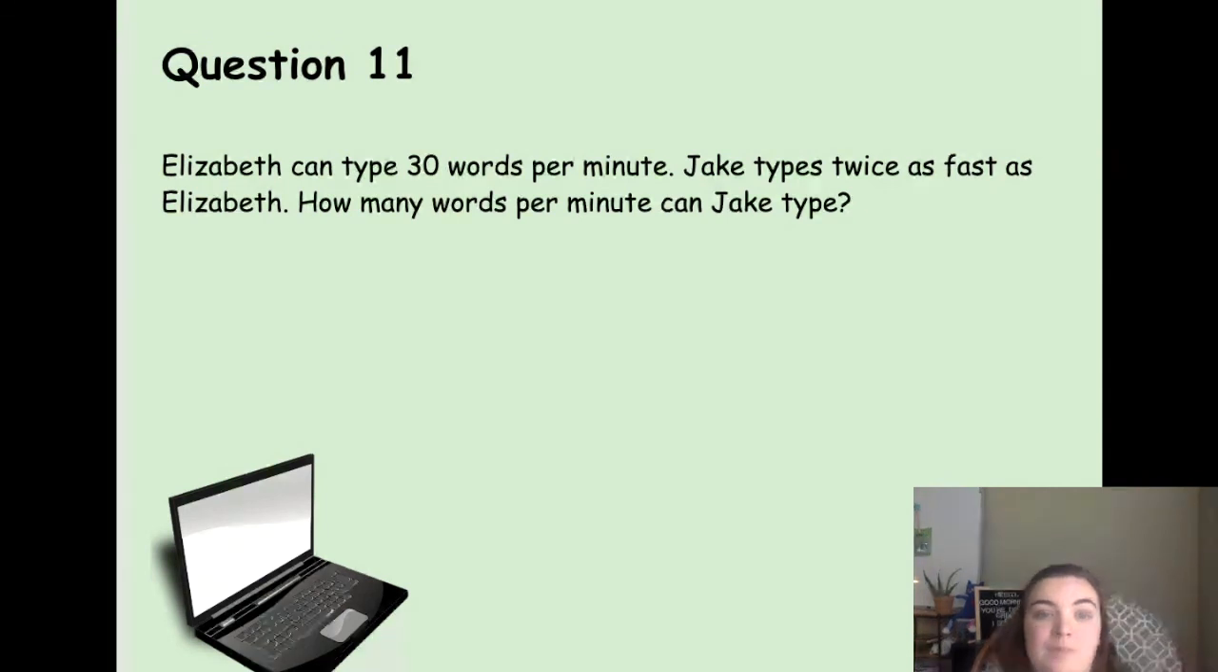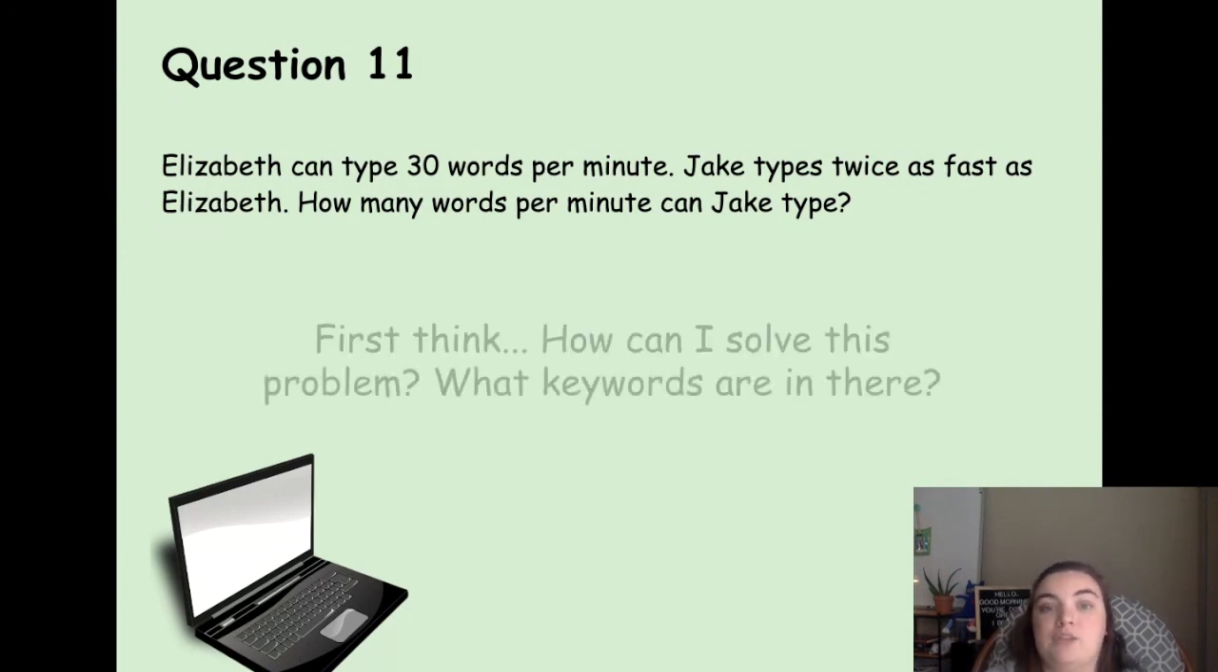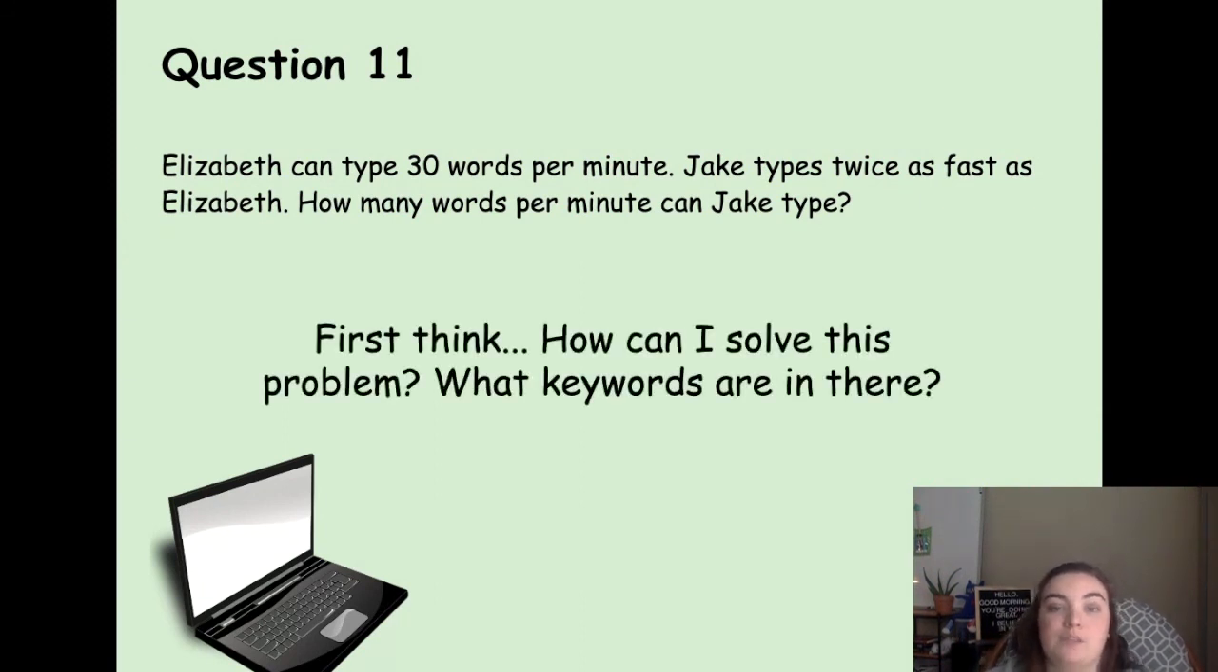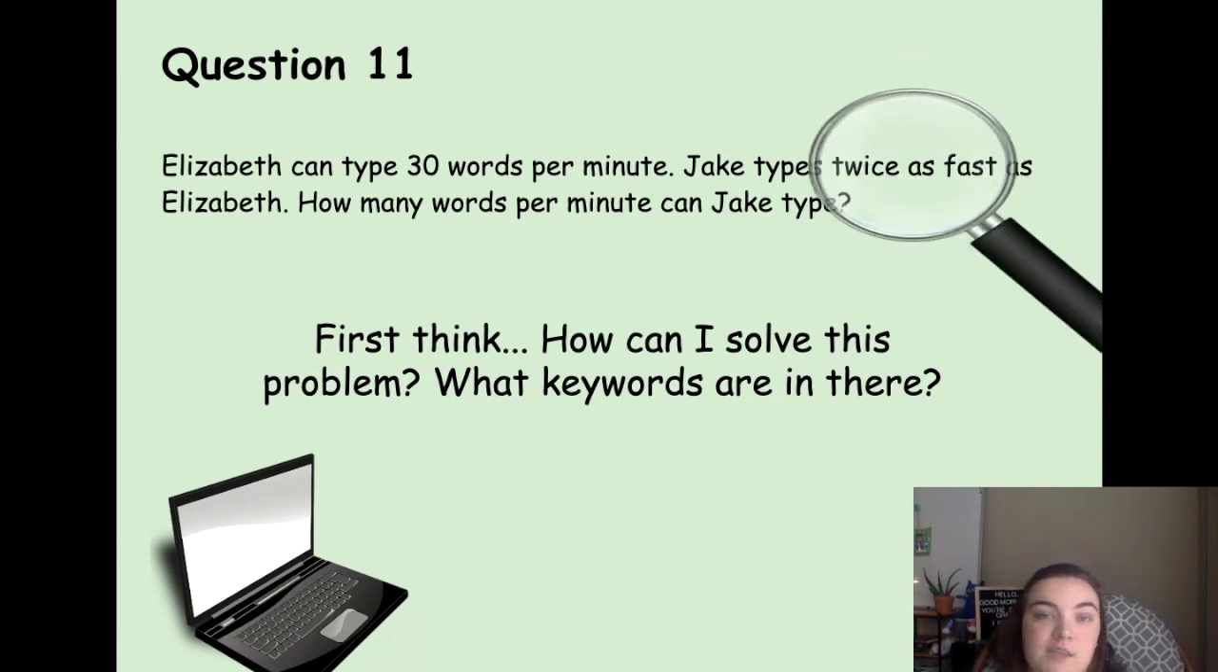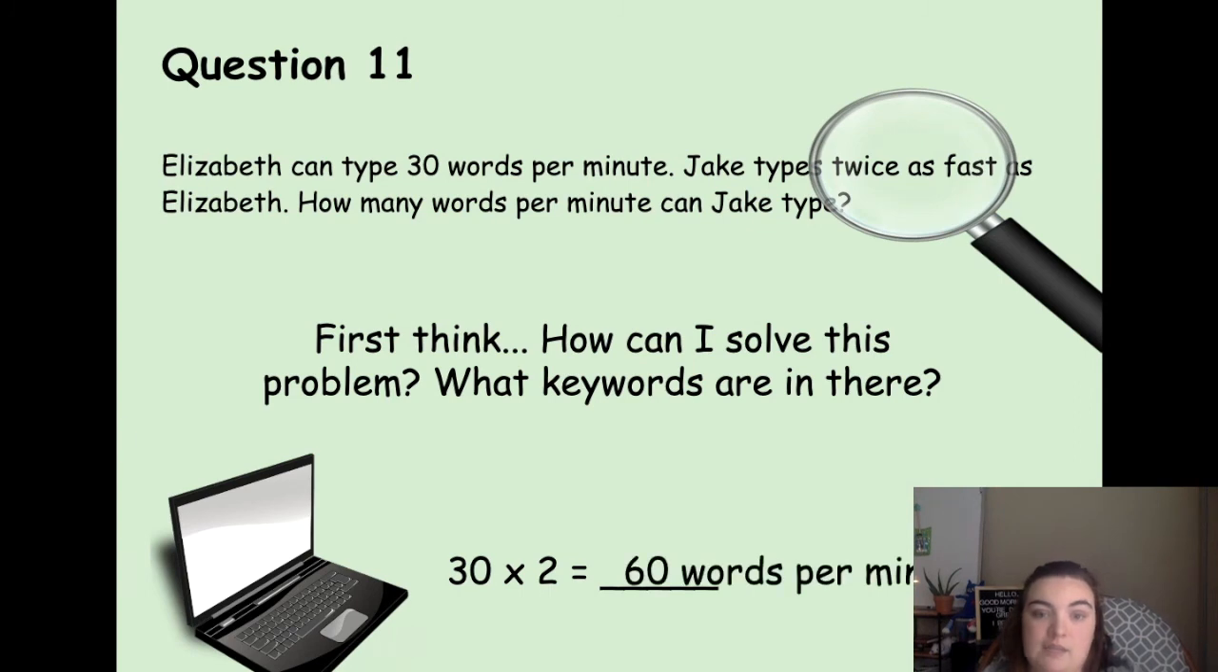Now Elizabeth can type 30 words per minute. Jake types twice as fast as Elizabeth. How many words per minute can Jake type? We have to think, how can we solve this problem and what keywords do we have? I see "twice as fast," which means to me that we're going to multiply. 2 times as fast as Elizabeth. So 30 times 2, we should know, because we can multiply 3 times 2 and put a 0 on the end. So he can type 60 words per minute.